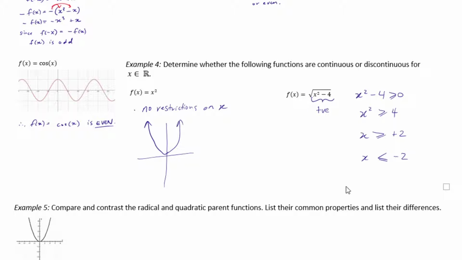So since there are restrictions on the x values, this is not continuous. So this is not continuous. Continuous, apologies. And this one rather is continuous.